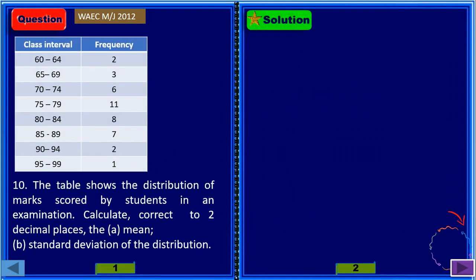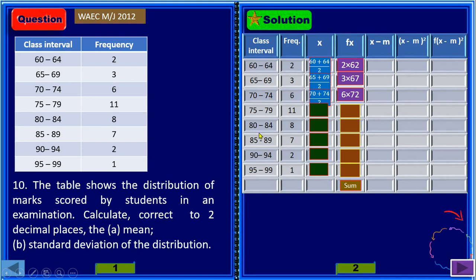Question number 10. The table shows the distribution of marks scored by students in an examination. Calculate, correct to 2 decimal places, A, the mean, and B, the standard deviation of the distribution. Let's see how to solve this question together. That's the table, the class interval, and the frequency given.